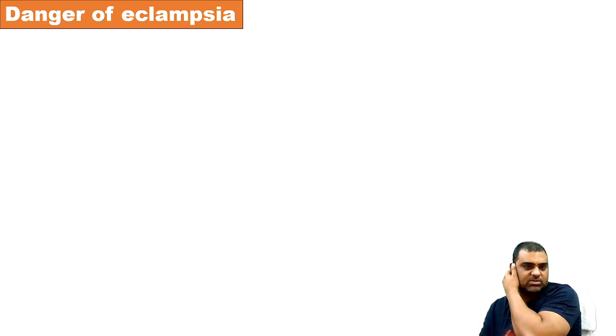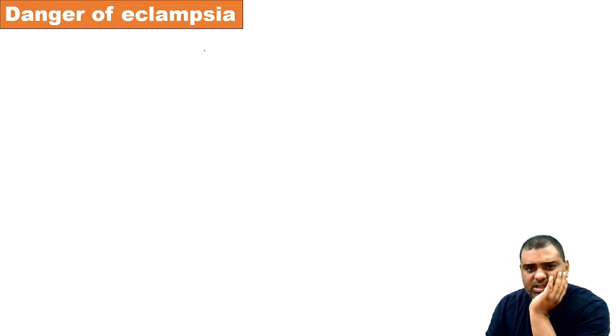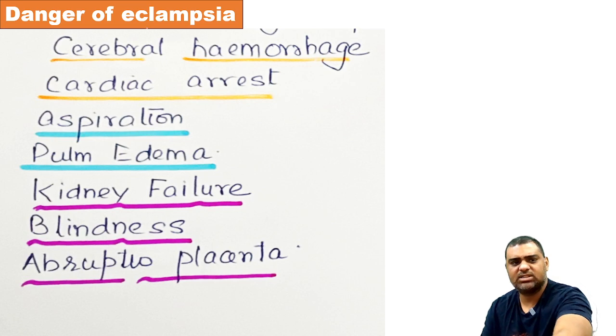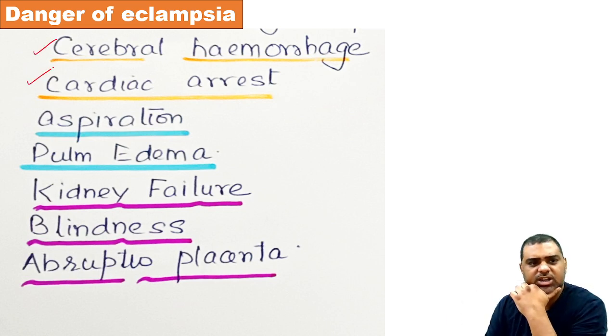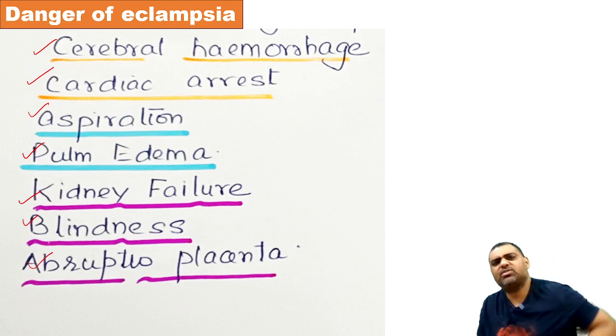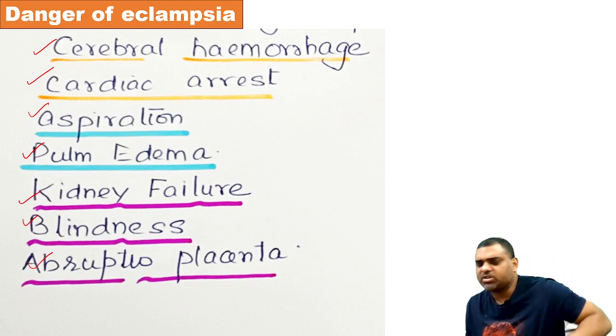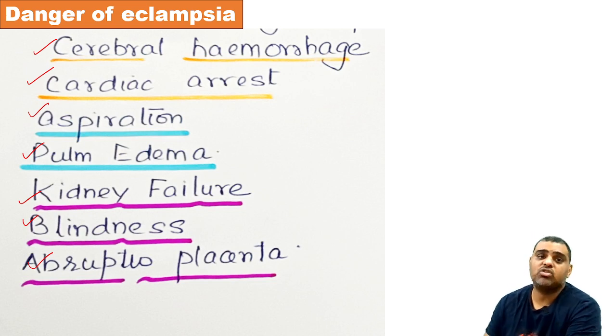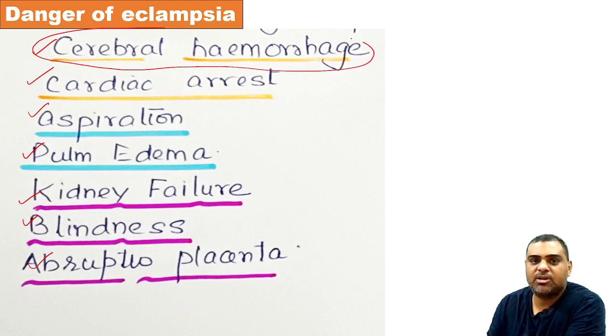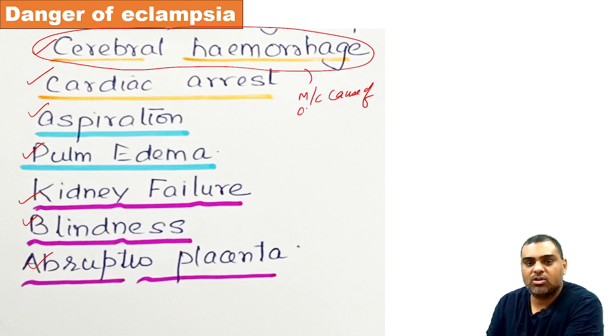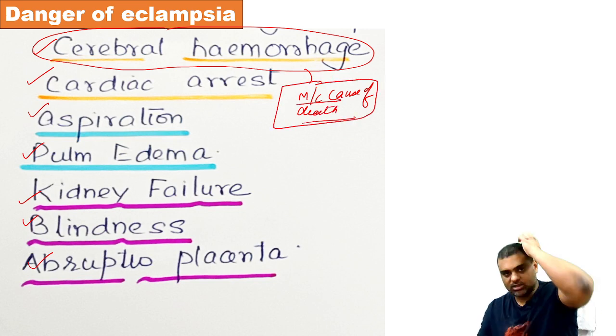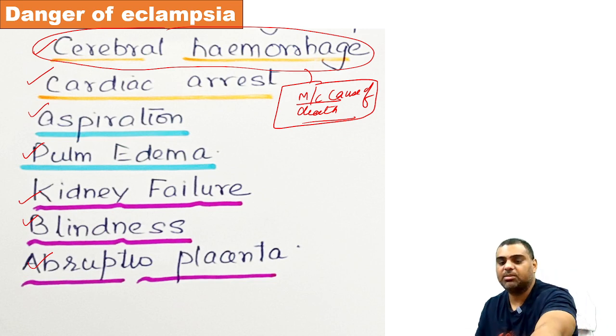Now, what are the dangers of eclampsia? Please just remember, it can cause cerebral hemorrhage, cardiac arrest, aspiration, pulmonary edema, kidney failure, blindness, abruptio. So this we have already told. There was a question which was asked: what is the most common cause of death in eclampsia? The answer will be cerebral hemorrhage. If they ask you the most common cause of death in eclampsia, it is cerebral hemorrhage.